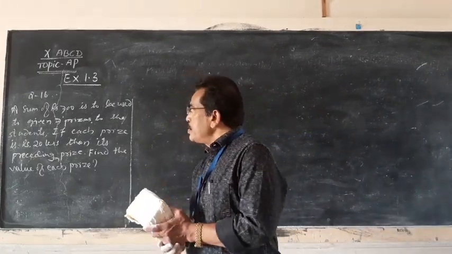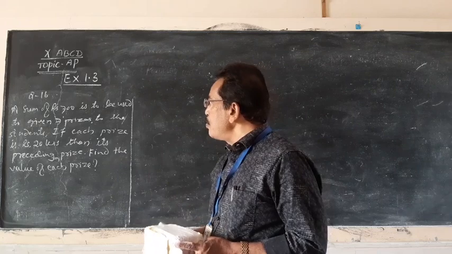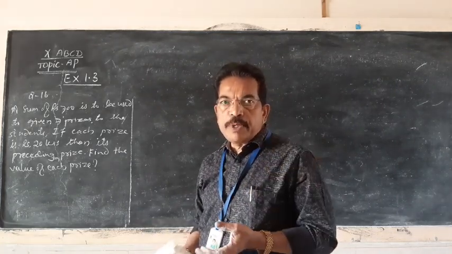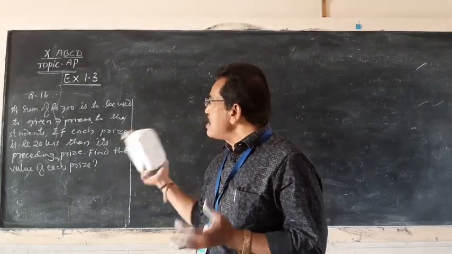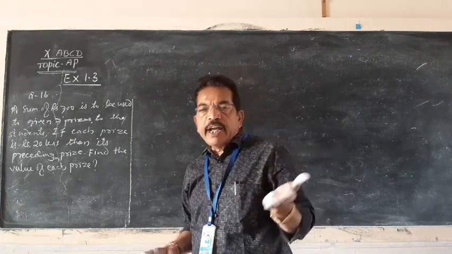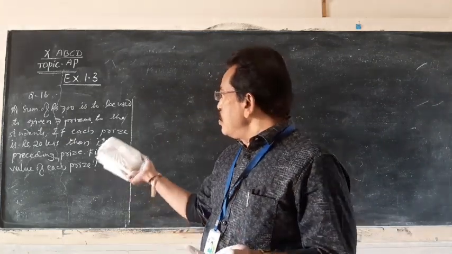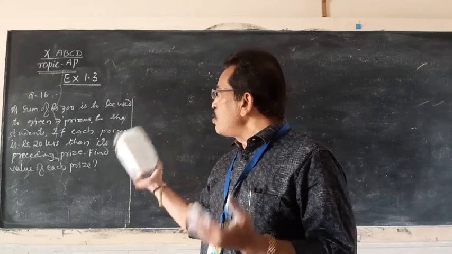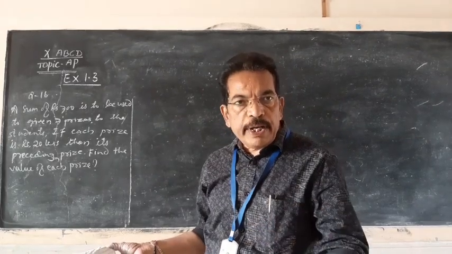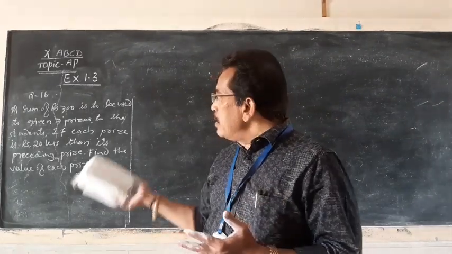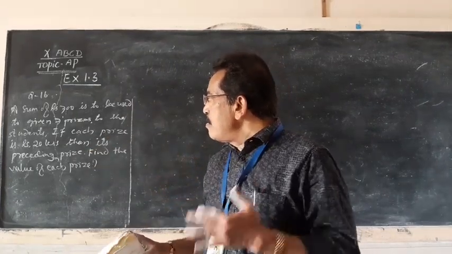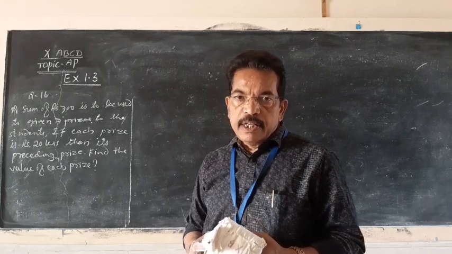See, question number 16: a sum of rupees 700 is to be used. In a school they have collected 700 rupees, so 7 prizes have to be distributed to the students for academic performance. If each cash prize is rupees 20 less than the preceding, for example, if the first prize is 40, then the second prize will be 20. Like that, each prize is 20 rupees less than its preceding prize. Find the value of each prize.